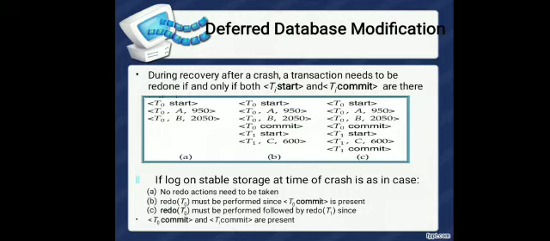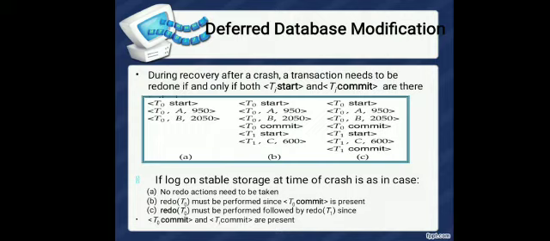TA comma start, TA comma C comma 600, only TA comma start is there. So T1 comma C comma 600. So the write of C is 600, but in the database the C value is not updated to 600 because there is no commit operation performed here.